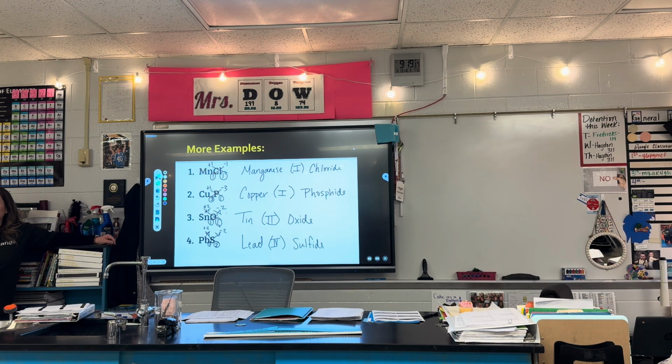Any questions on when it's a transition metal? So we still name the metal, we still name the non-metal with the suffix "ide", we just now have to uncross so we can find that charge to put in Roman numerals in the name. Any questions? No?